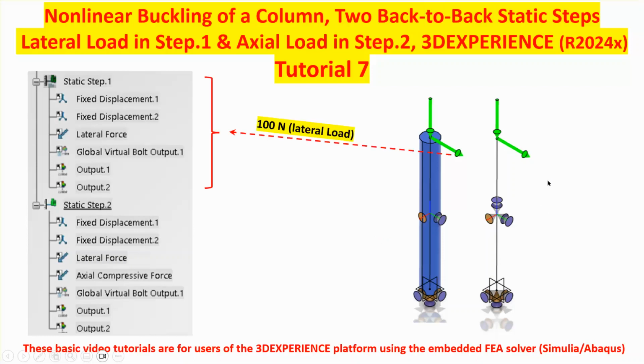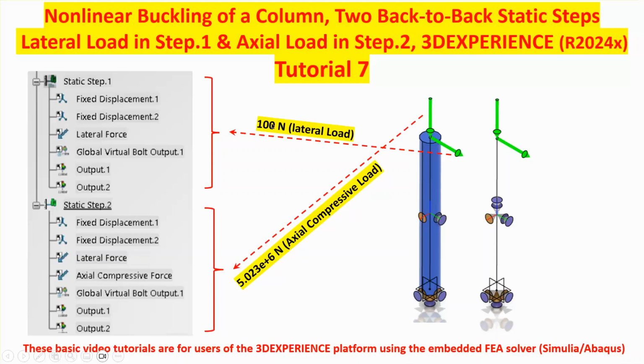In the first static step, I will apply this lateral load of 100 Newton. That's a very tiny load, realizing that this is 1 meter long and the cross section is 60 millimeters in radius. So all it does, it creates the equivalent effect to imperfection, so that we can actually do nonlinear analysis. And then in the second step, I perform a compression, and this is the load.